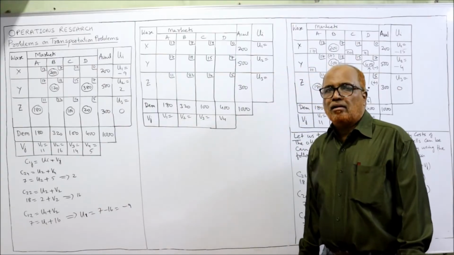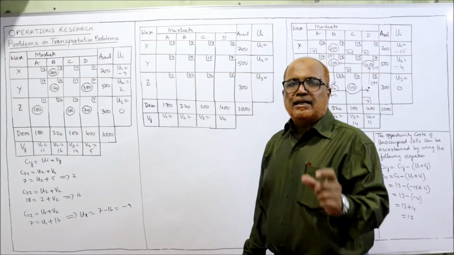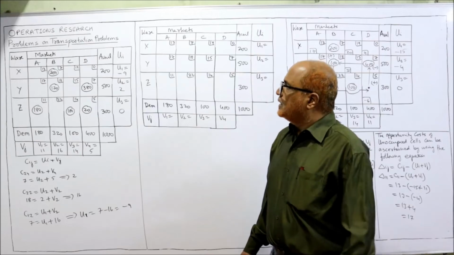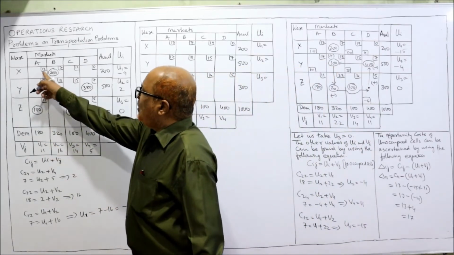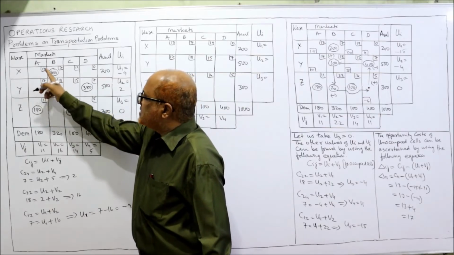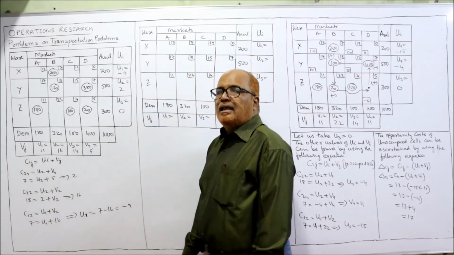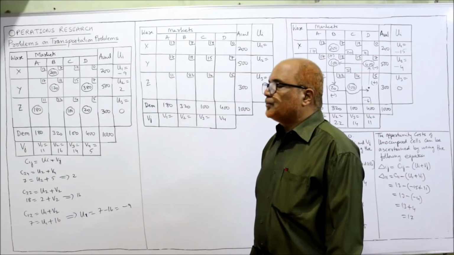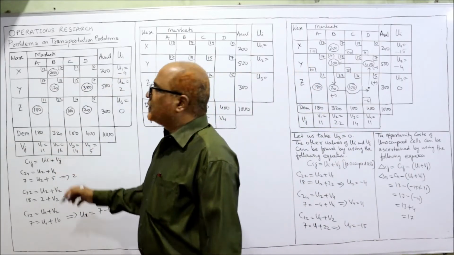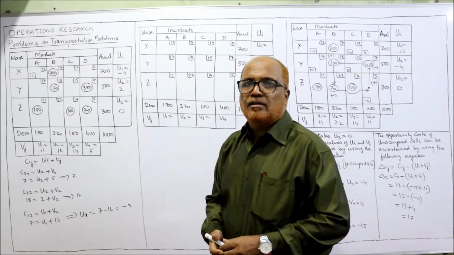Now we can easily calculate the opportunity cost of unoccupied cells. That is delta ij is equal to Cij minus (ui plus vj). So first, how much is the Cij here? Cij is 13. 13 minus (ui plus vj), which is 11 minus 9, that is 2. So 13 minus 2 is 11. So here we got one opportunity cost, 11.